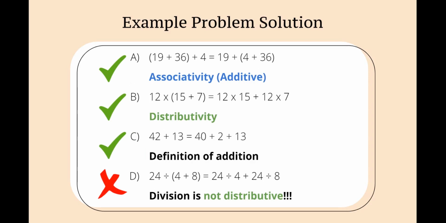First, A demonstrates the associativity of addition. So the equation is correct, and A is not the answer to the problem. Then, option B demonstrates distributivity. So the equation is right, and B is not the answer. Option C demonstrates the definition of addition, so it's correct, and C is not the answer. Option D implies that division is distributive, which is not true. So D is incorrect, and D is our answer.